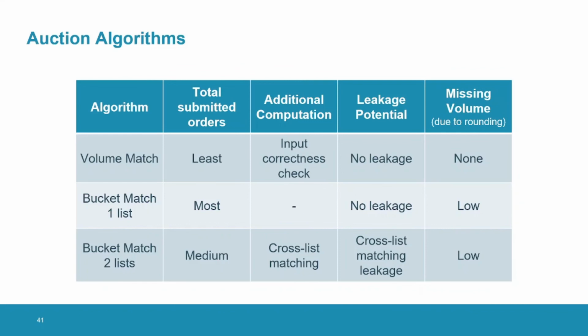Then for the volume match, we have to perform the correctness check for the sequence of bits representing the volume. And for the bucket match with two lists, we might have a cross-list matching. In terms of leakage, as we saw before, the bucket match with two lists might have a leakage coming from the cross-list matching. Then there is the missing volume that I haven't mentioned before, and this might happen because when submitting orders to the bucket match, the investors might have to divide their order into several orders. And if the volume they want to trade is not a multiple of the order volume, then there might be some volume that they would have submitted otherwise, and that won't be submitted anymore.